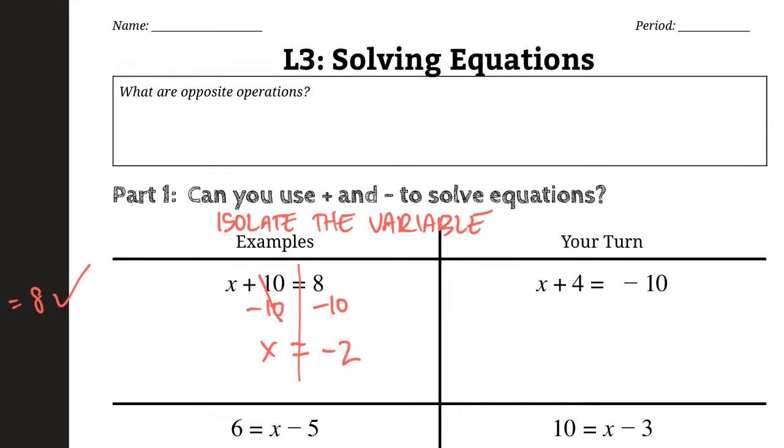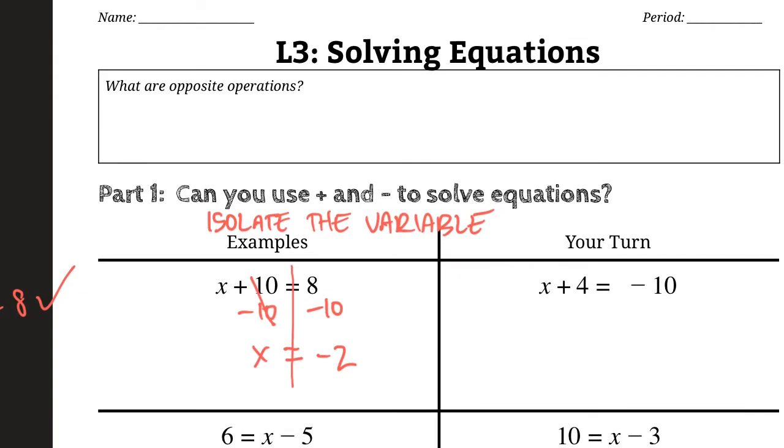So the key here was using opposite operations. To get rid of the plus 10, we did minus 10. So that tells us the opposite of adding, what's the opposite of adding? Well, it's subtracting. What do you think the opposite of multiplication is? Division. So these opposite operations help us to isolate the variable. Okay, I'm going to do one more example, and then you're going to try.